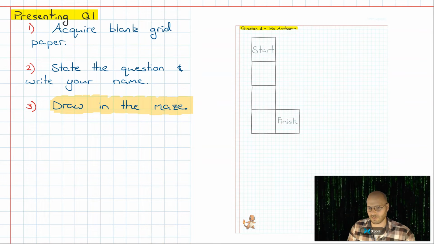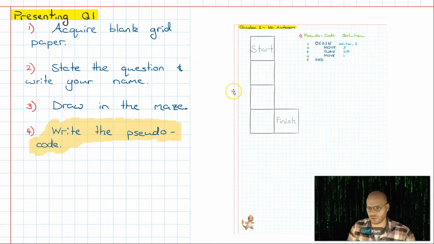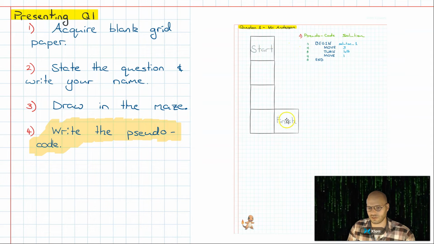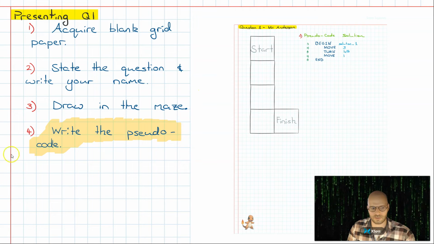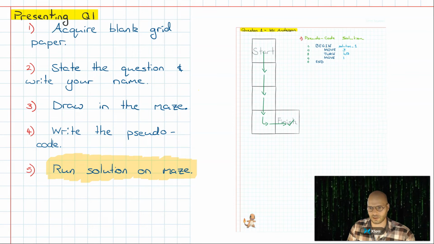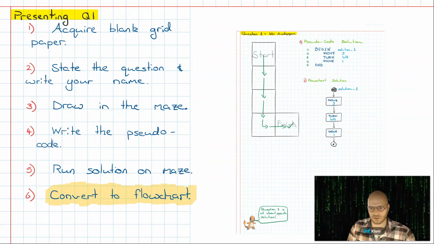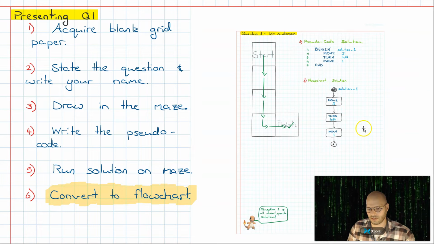Now it comes time to find the solution. You must propose some pseudocode that will guide the user from the start to the finish. Once you believe you have a solution, you're then going to run it. Make sure it actually works. If you submit a solution and it doesn't work but you've shown that it does, then you'll get marked down for that. Finally, to complete question 1, you need to convert the code that you proposed over here into its flowchart equivalent. After this, question 1 is completed.